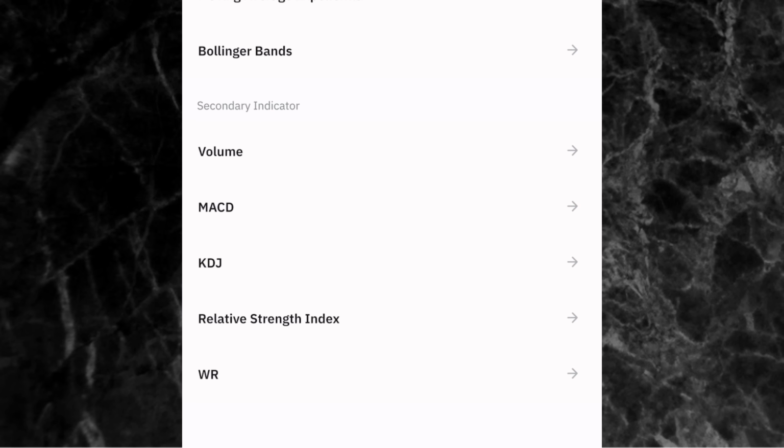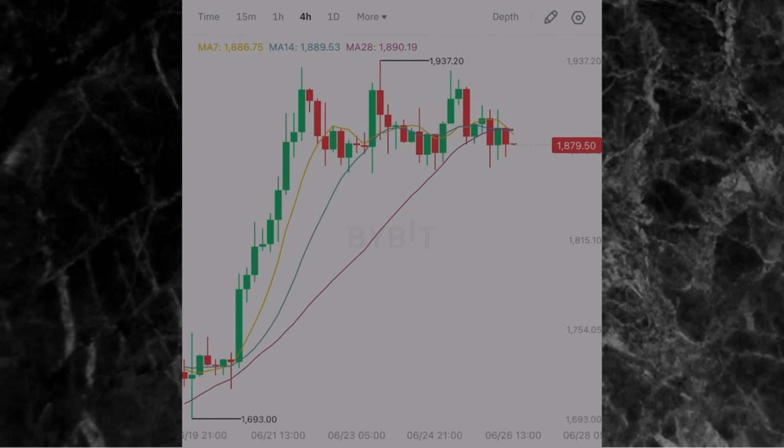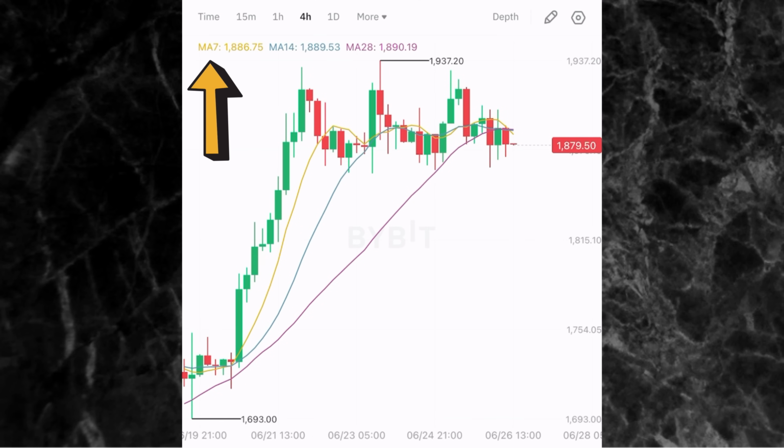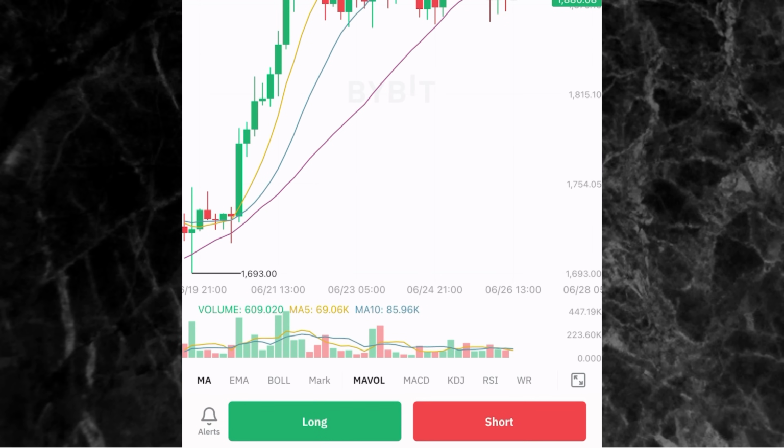Now, if you go back to the chart, you see that there are two different indicators on the chart. First, this indicator is the MA indicator. You can see where this arrow is pointing to. That's where you can see which indicator is on the chart. So this is the MA indicator, these three lines that you are seeing on the chart. That's the MA indicator, moving average. And where you have this volume at the bottom side, that's showing you the volume indicator right there.